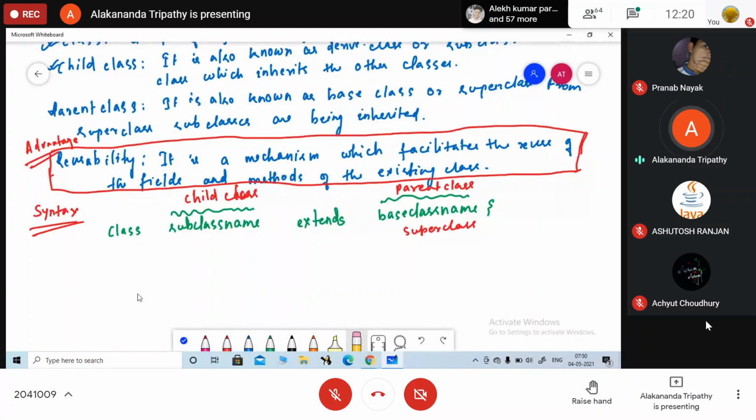Then here we are going to define the fields and methods. Whatever additional fields and methods we need in the subclass, we are going to define in this part. So this is the syntax for how we are going to create a subclass.